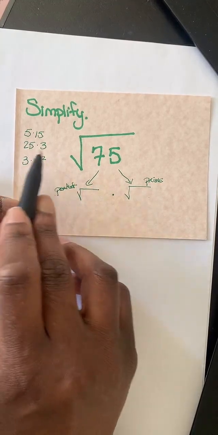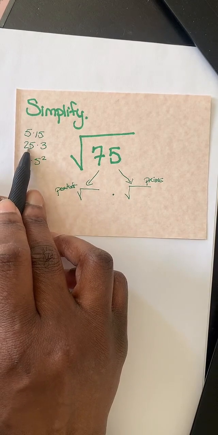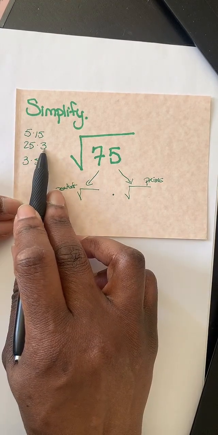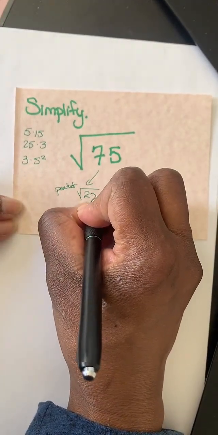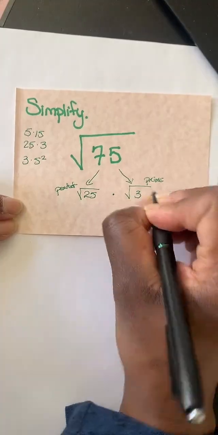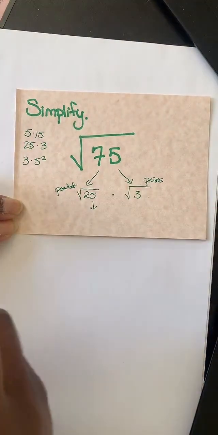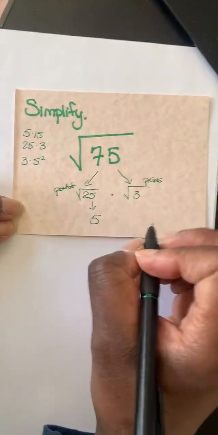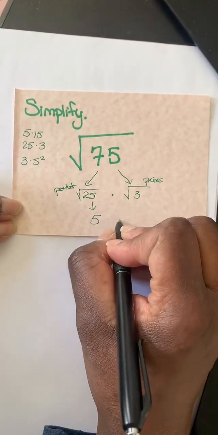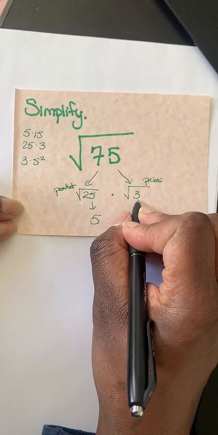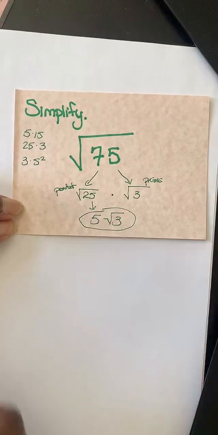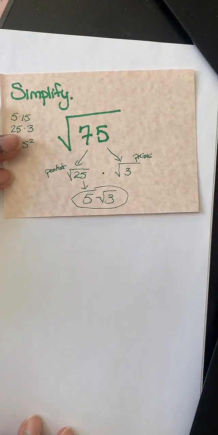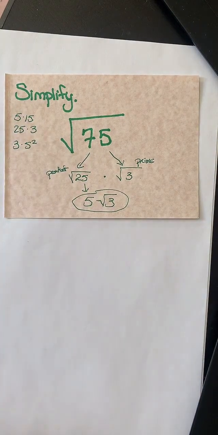The same number multiplied by itself gives me this 25. And that 3 is another prime number. So if we have the square root of 25 and the square root of 3, we can break down that square root of 25 to give me 5. And then, if we can't break down the prime, we just simply bring it on down. So again, we have 5 square root of 3. Okay. All right.